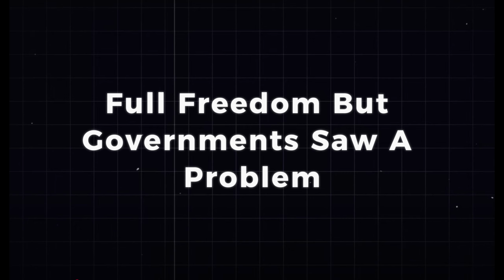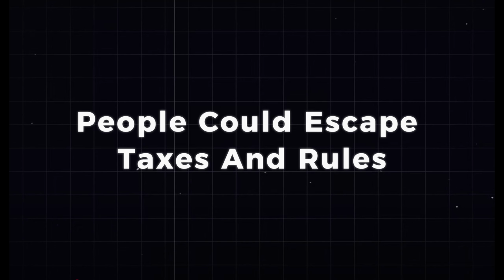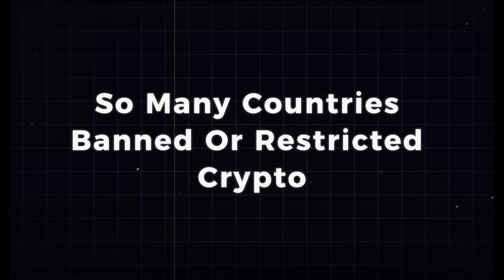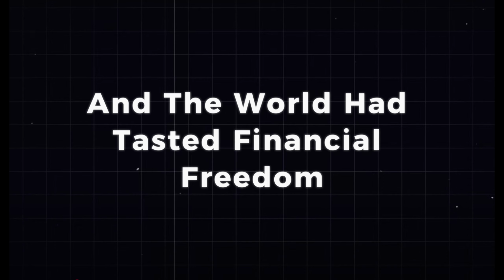But governments saw a problem they couldn't control: crypto. It could be used for crime or money laundering. People could escape taxes and rules. So many countries banned or restricted crypto. But the idea was already out, and the world had tasted financial freedom.